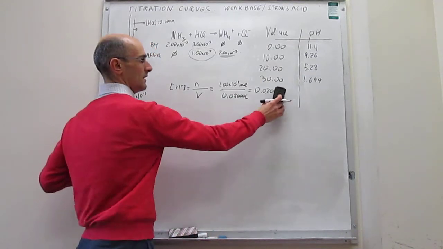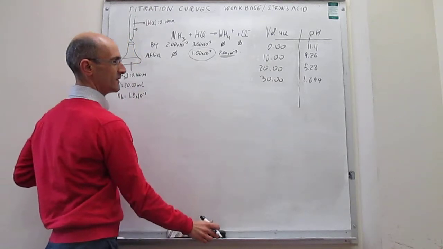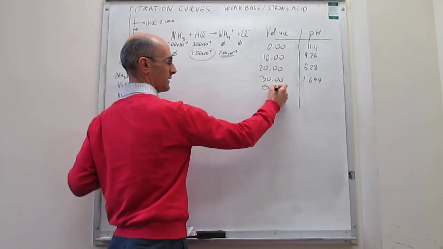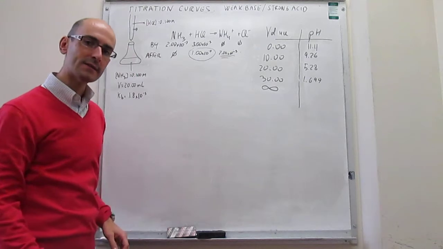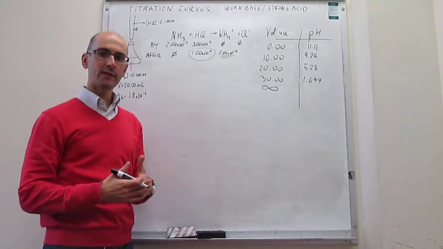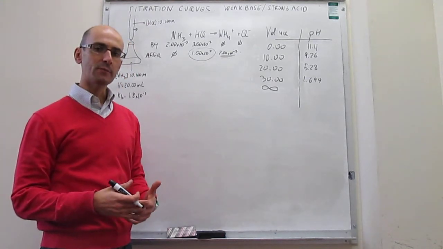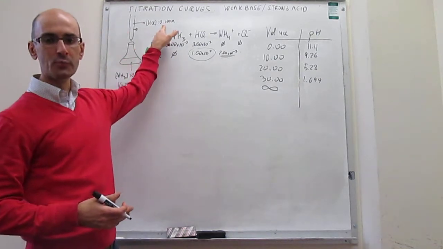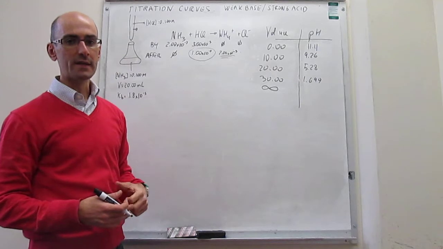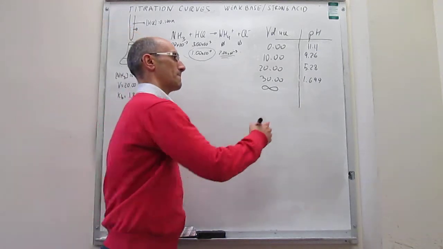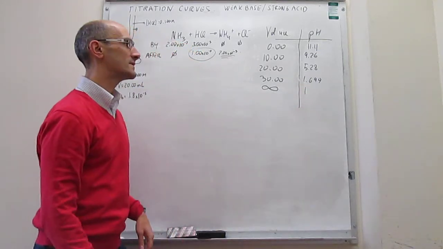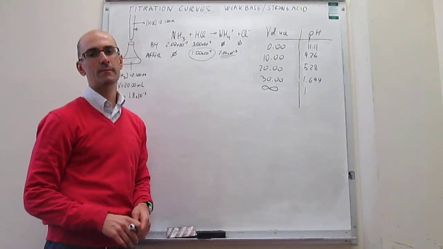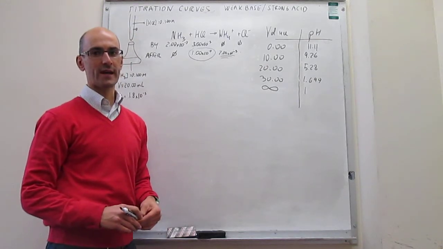We can finish this video by considering what the pH would be if you added an infinite amount of acid. If you have an infinite amount of acid, then the pH will be the pH of the acid. The concentration of hydrochloric acid is 0.1 molar. That means that the pH at infinite volume would be 1. So that is the end of your weak base with strong acid titration.